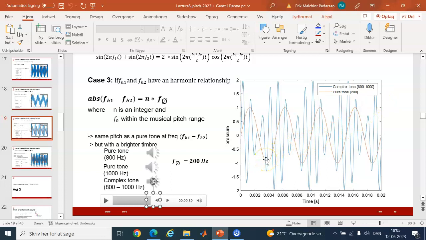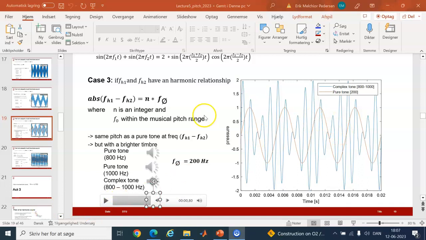We should try to find out here. The pure tone is easier. The pure tone has a frequency of 200 Hz. It's from here to here, and here and here. It's from 0.001 to 0.005 here, and 0.011 and 0.016. That makes sense.